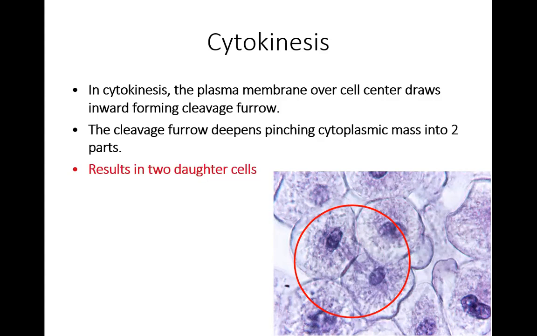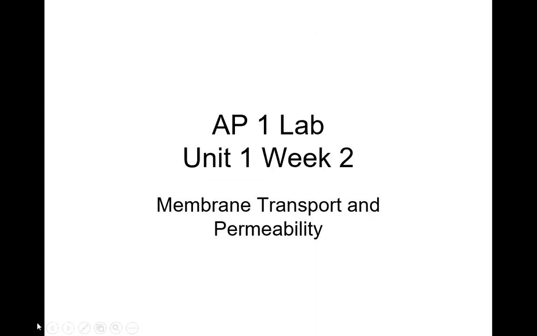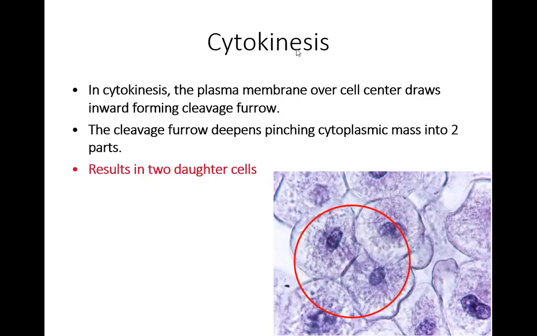This line here is called a cleavage furrow. This line right here is the cleavage furrow, where the protein has continued to squeeze and squeeze and squeeze the cytoplasm to cause it to separate. And we end up with two distinct daughter cells. Each brand new cell has a complete set of the chromosomes that we started with.